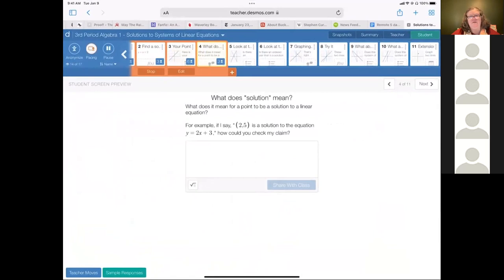So I think this next question is really interesting on slide 4. What does solution mean? What does it mean for a point to be a solution to a linear equation? So for example, if I say 2, 5 is a solution to y equals 2x+3, how could you check my claim? Let's give people some time to answer that. I'm going to pause now for a moment.